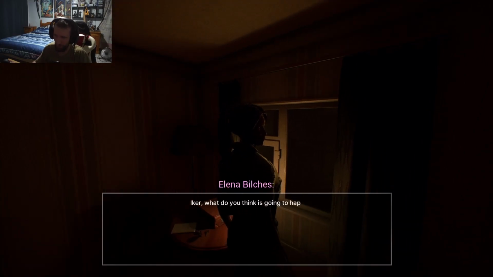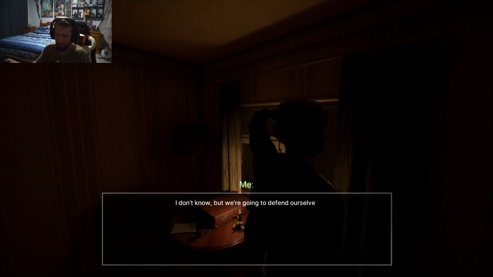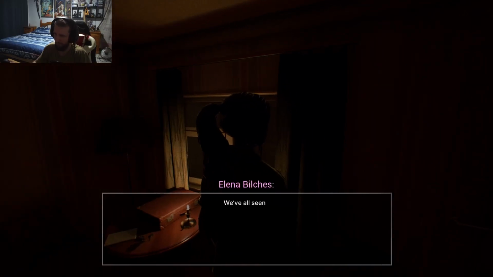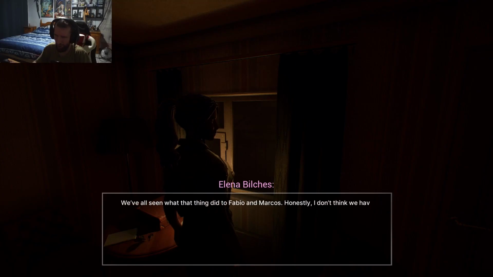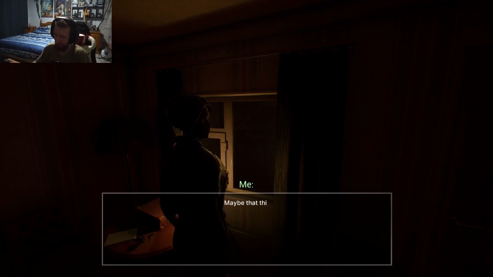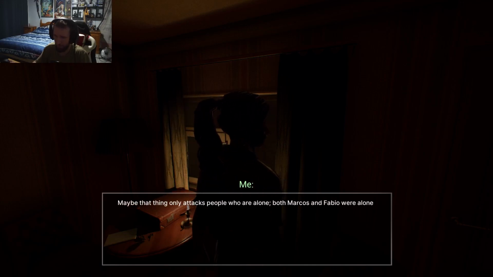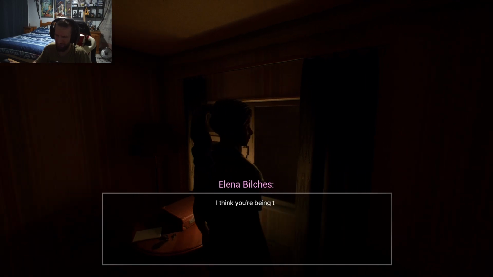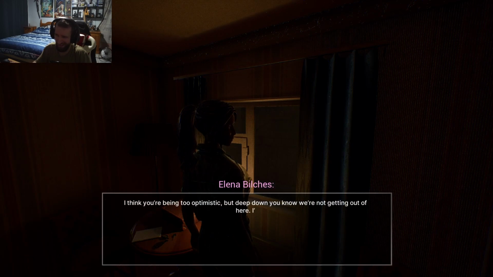Iker, what do you think is going to happen? I don't know, but we're going to defend ourselves. We've all seen what that thing did to Fabio and Marcus. Honestly, I don't think we have any chance of defending ourselves. Maybe that thing only attacks people who are alone. Both Marcos and Fabio were alone at the time of the attack. I think you're being optimistic, but deep down you know we're not getting out of here.